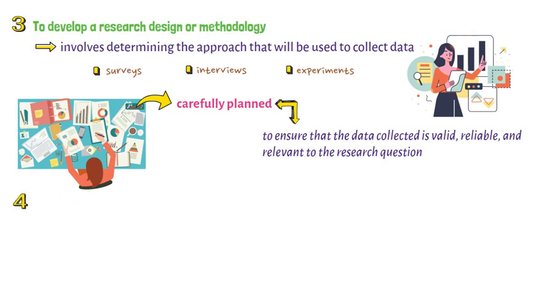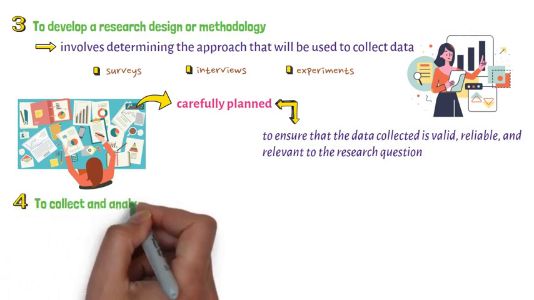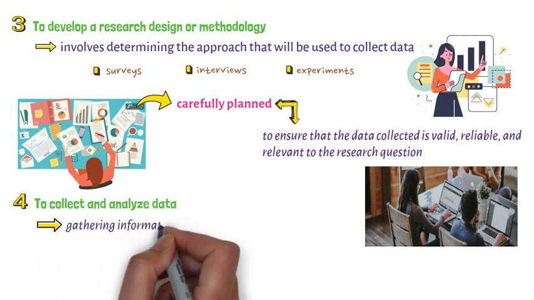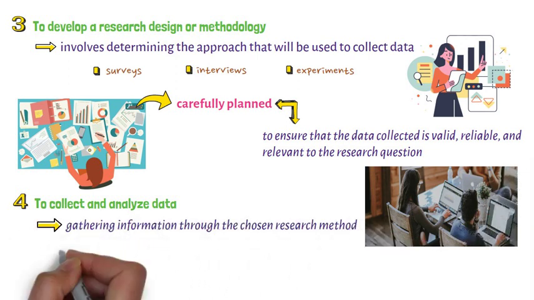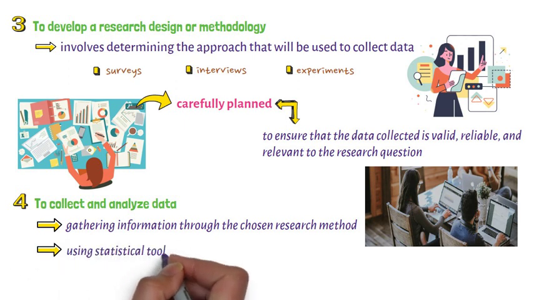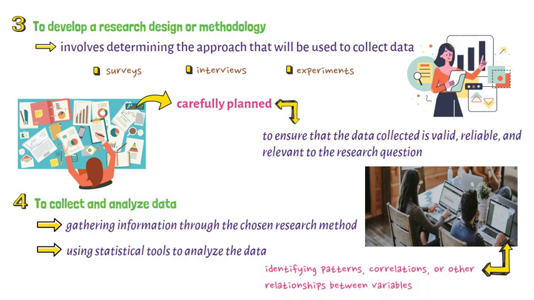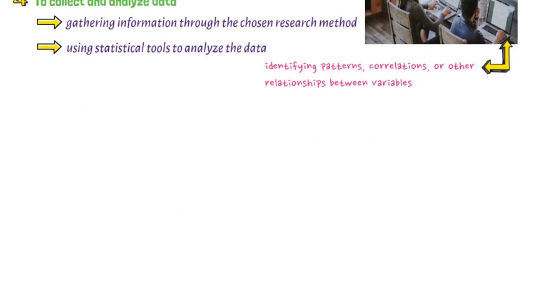The fourth step is to collect and analyze data. This involves gathering information through the chosen research method and using statistical tools to analyze the data. The analysis may involve identifying patterns, correlations, or other relationships between variables, of course, in the case of quantitative research.